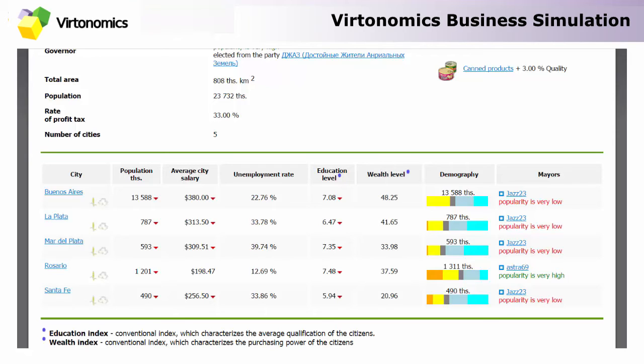Maybe you don't understand yet, but after watching all tutorials, you will know what qualification of the employee means and why it is so important. And finally, the wealth level. Well, this is probably the main thing, because here you can see how rich these people are and what is their buying power, which is very important if you want to sell expensive goods.